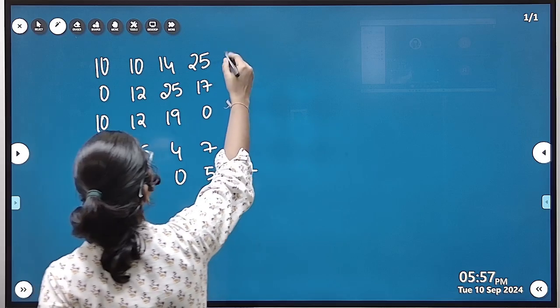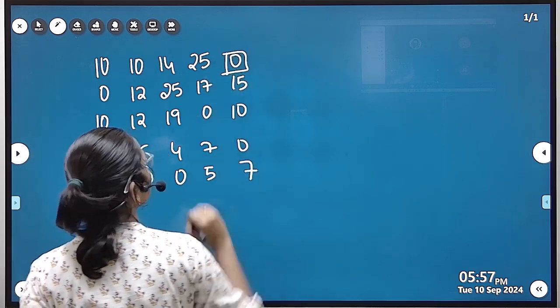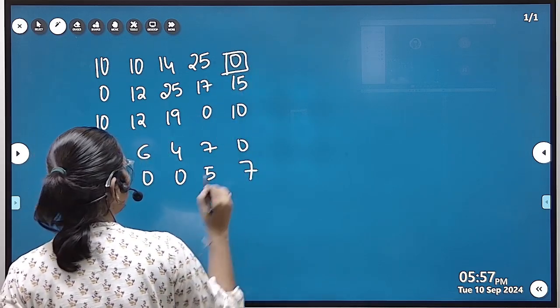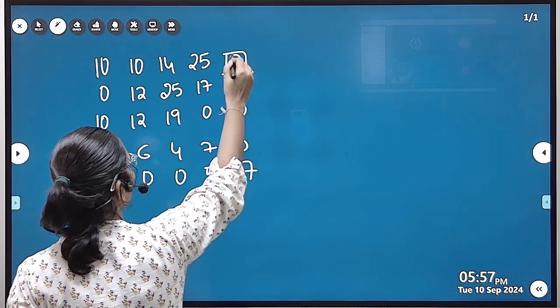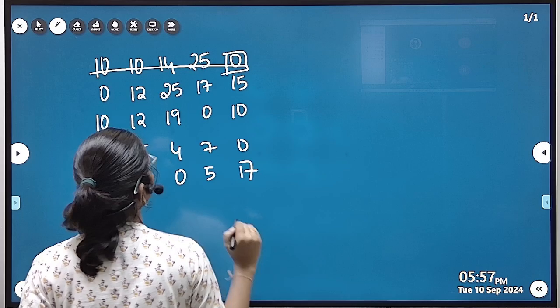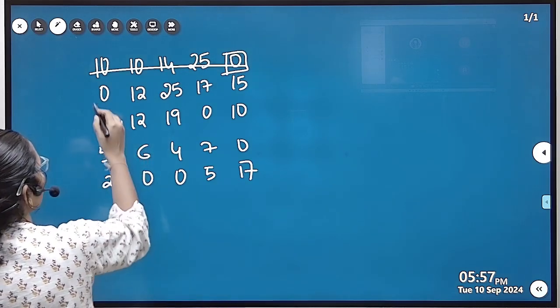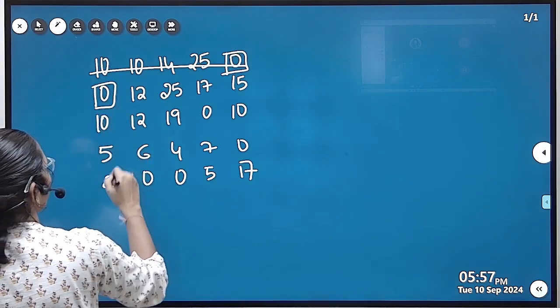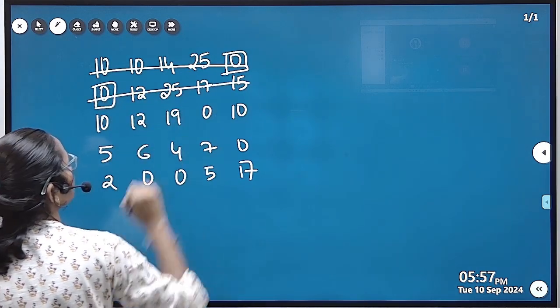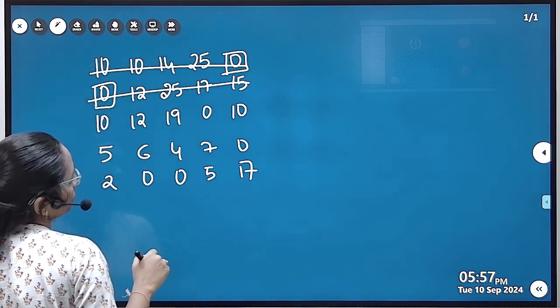So now here we need to take this 0. We will look column-wise, so we need to scratch from the row-wise. So the next 0 is here, right? So we'll look from the column-wise and we'll scratch in the row-wise.